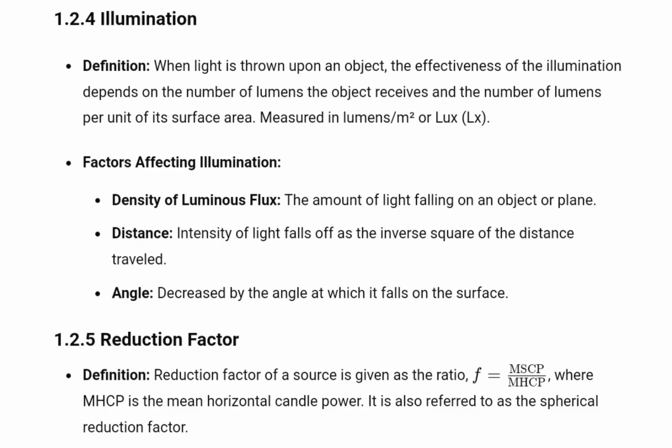When light is thrown upon an object, the effectiveness of the illumination depends on the number of lumens the object receives and the number of lumens per unit of its surface area, measured in lumens per meter squared, or lux. Illumination measures how well an area is lit. It depends on how much light hits the area and how spread out that light is.